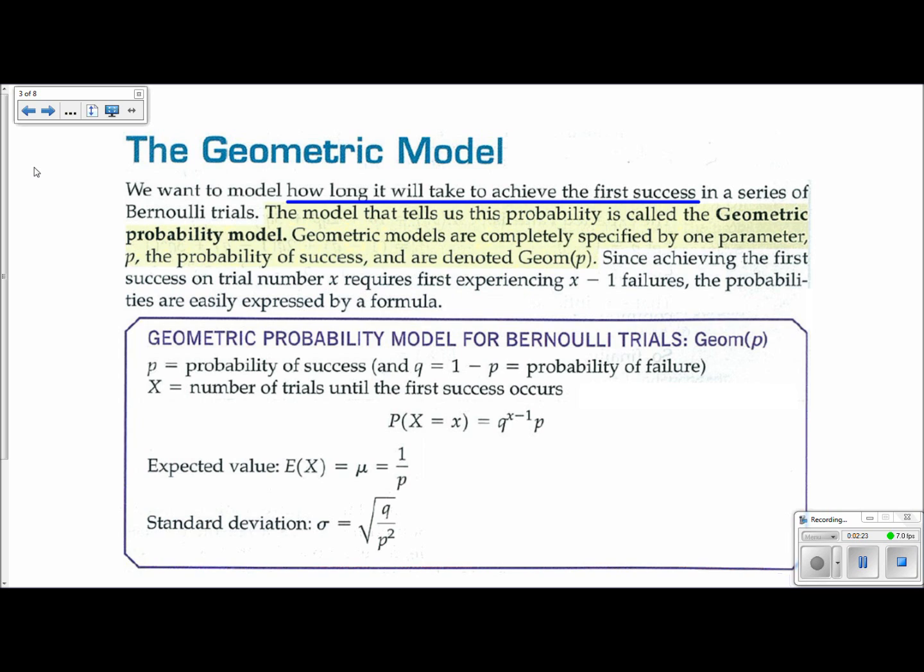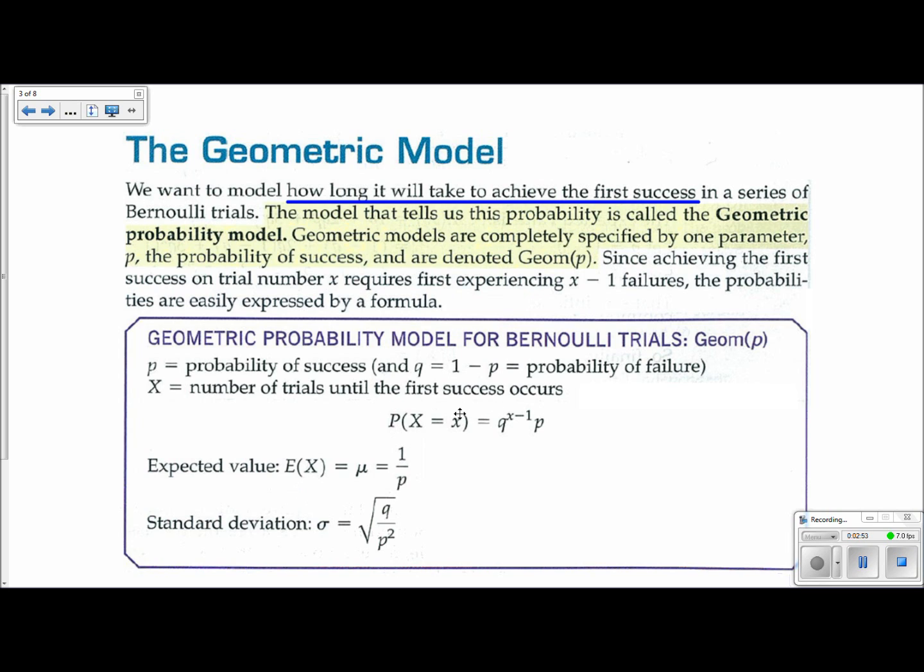So let's jump into the geometric model. In the geometric model, the big question we're asking is how long will it take us to achieve our first success? In the geometric model, we're taking in one parameter, and that is the probability of success. We can look at the probability that the first success will happen on the 4th trial, or the 7th trial, or the 10th trial, or the 2nd trial. We're looking at the very first success.